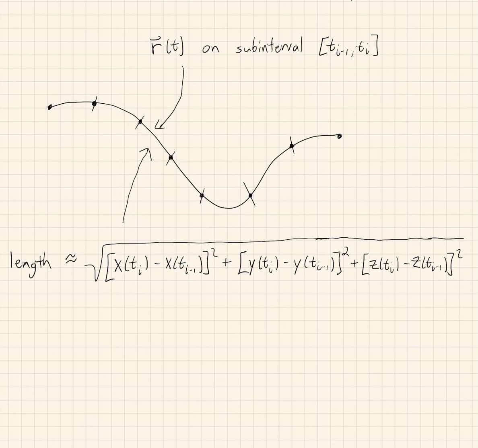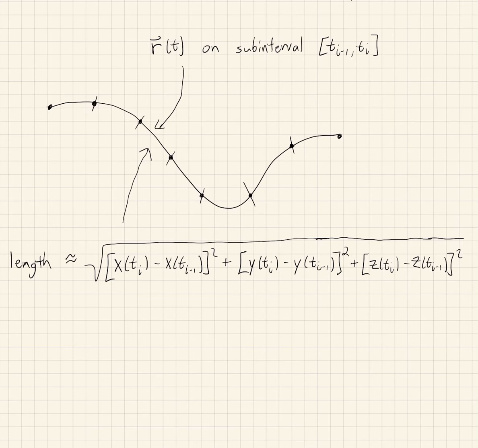The coordinates of the right endpoint are x of t sub i, y of t sub i, z of t sub i, and the coordinates of the left endpoint are x of t sub i minus 1, y of t sub i minus 1, and z of t sub i minus 1. Now, as you chop that up into finer and finer segments, what will happen is that t sub i and t sub i minus 1 will get closer and closer.